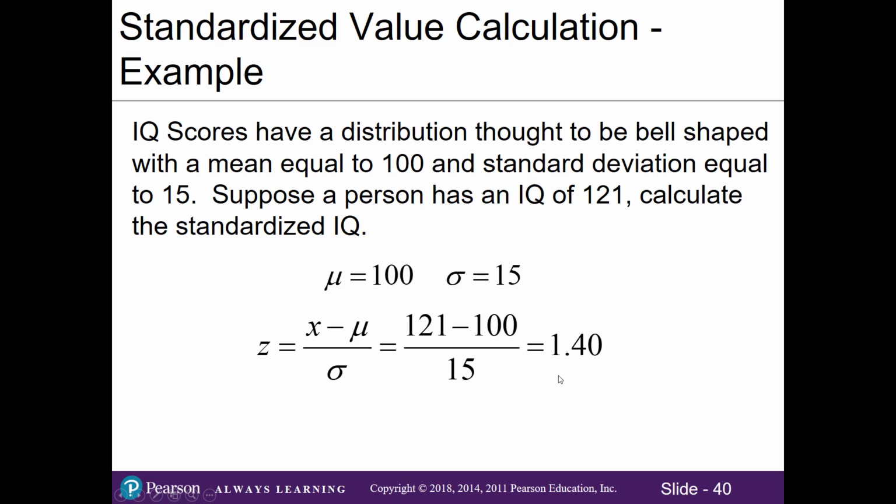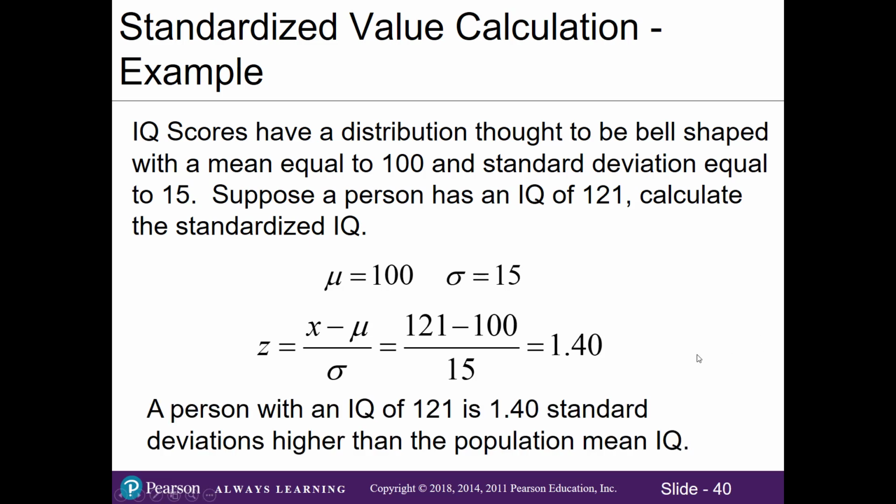That gives us a z-score of 1.4. In other words, a person with an IQ of 121 is 1.4 standard deviations higher than our population mean IQ. So this lets us compare this individual's score to our mean.